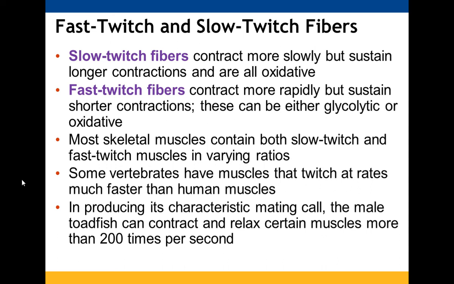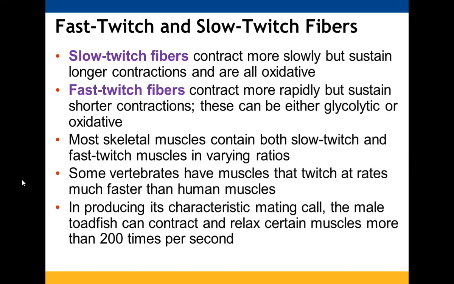There are both slow twitch fibers and fast twitch fibers. Slow twitch fibers contract slower, but they are able to sustain longer contractions. They are always going to be oxidative. Fast twitch fibers will contract more quickly, but they are only able to sustain shorter contractions. They can be either glycolytic or oxidative in terms of their source of ATP. Skeletal muscles will contain both of these types of fibers, but they'll have different ratios of them.